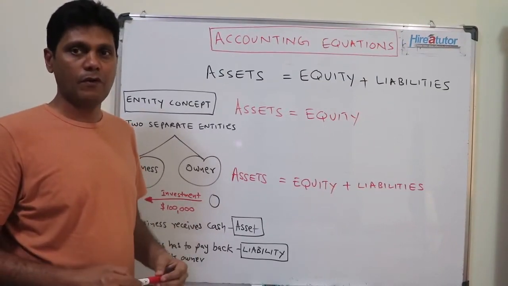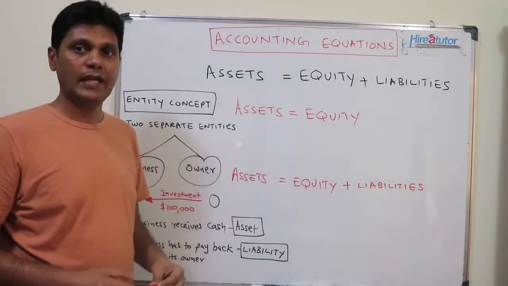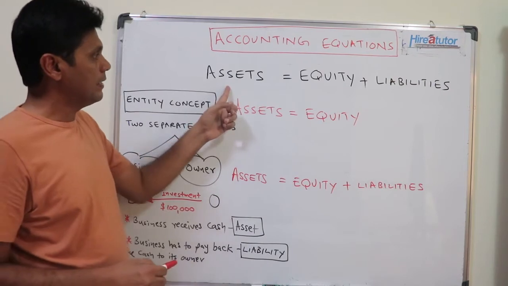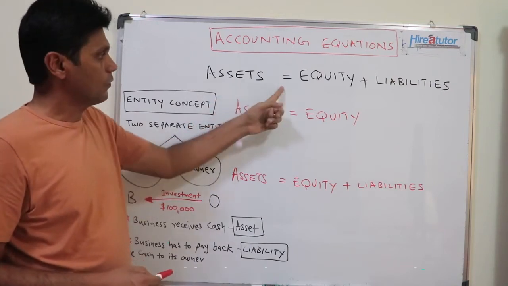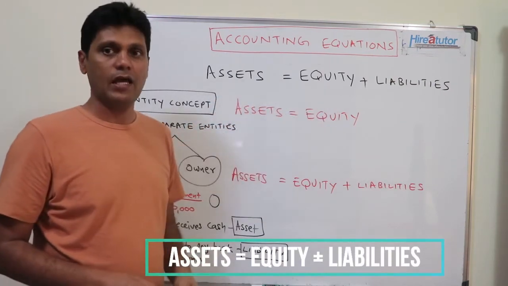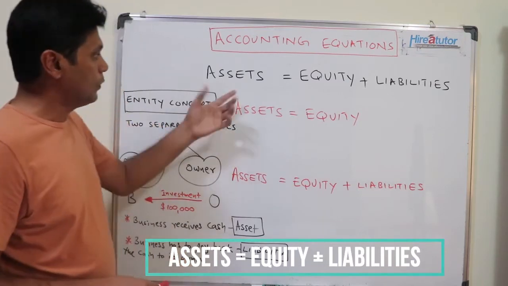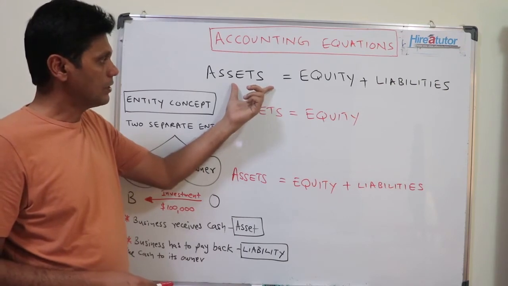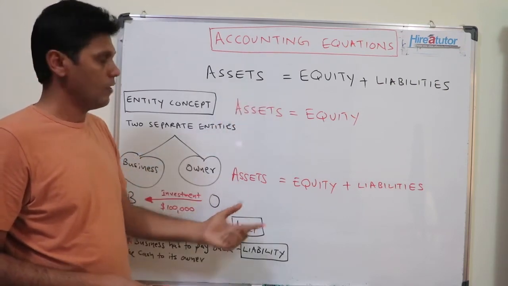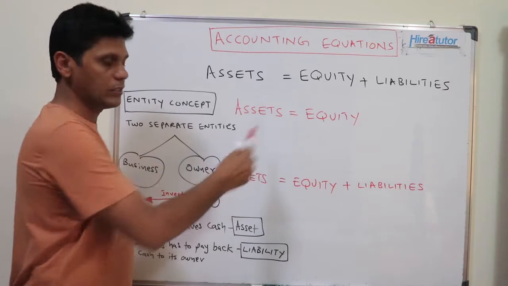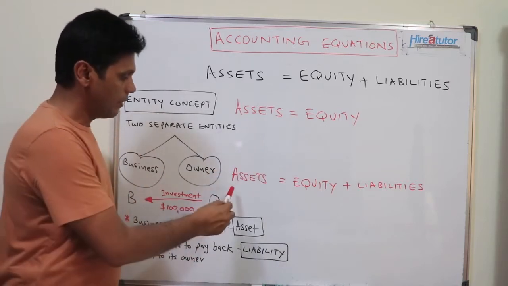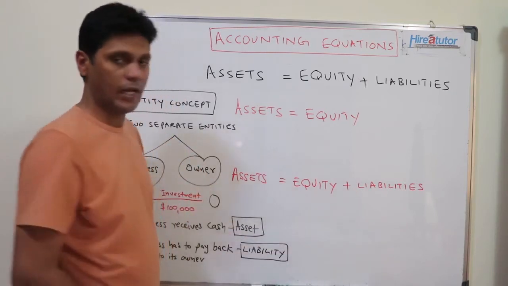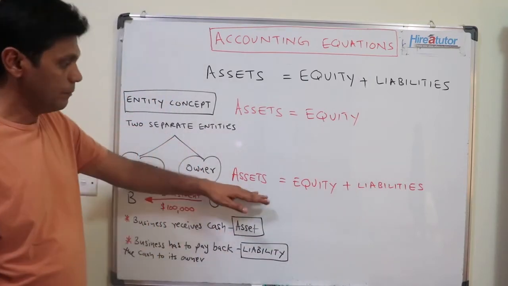Today I am going to discuss accounting equations and their formation. Let's look at the main equation: assets equals equity plus liabilities. To explain it, I will break this equation into two parts. The first is assets equals equity, and the second is assets equals equity plus liabilities. So these are the main equations.